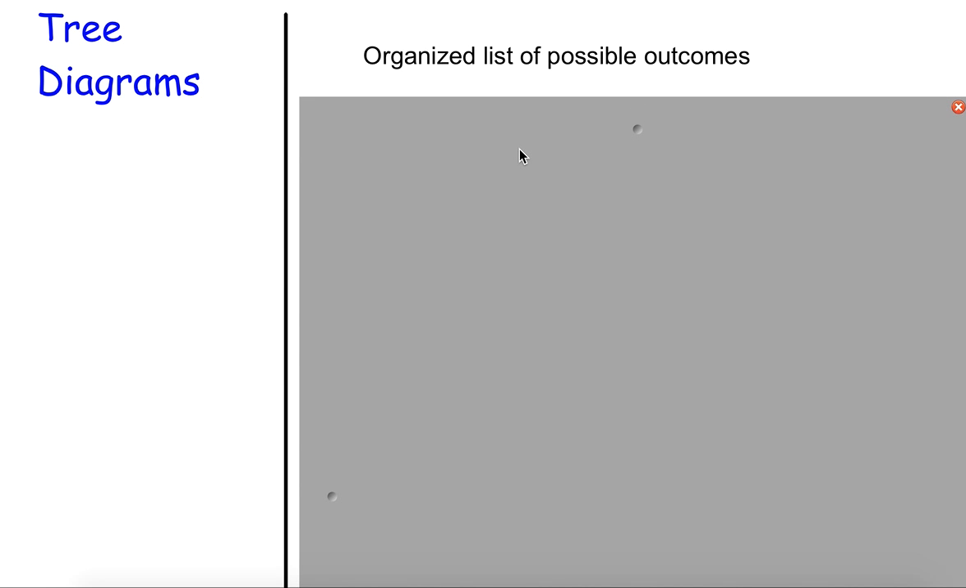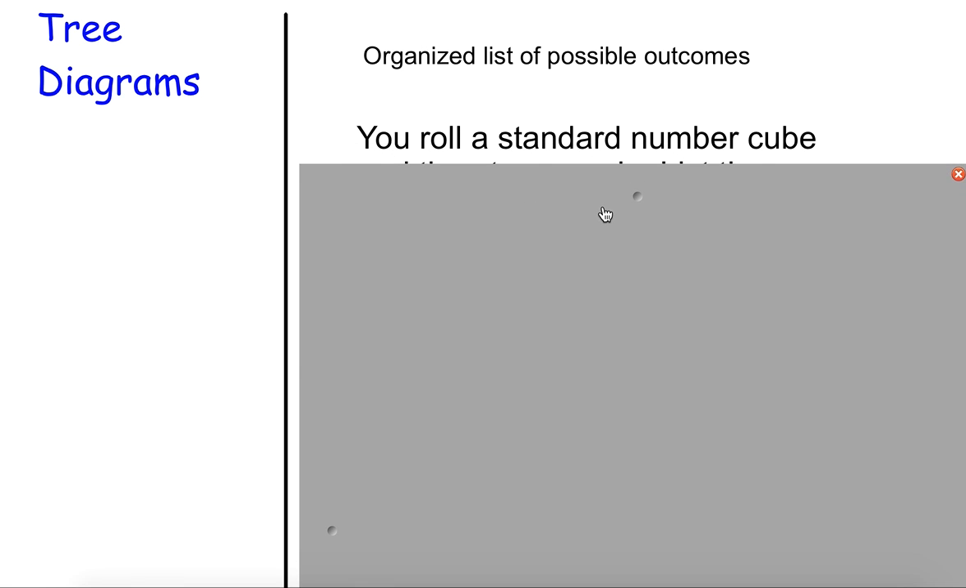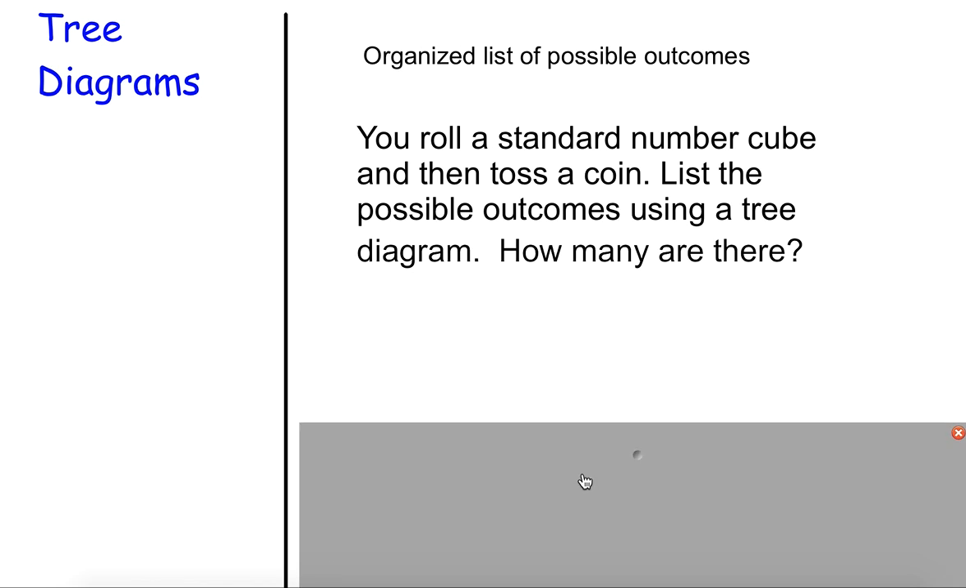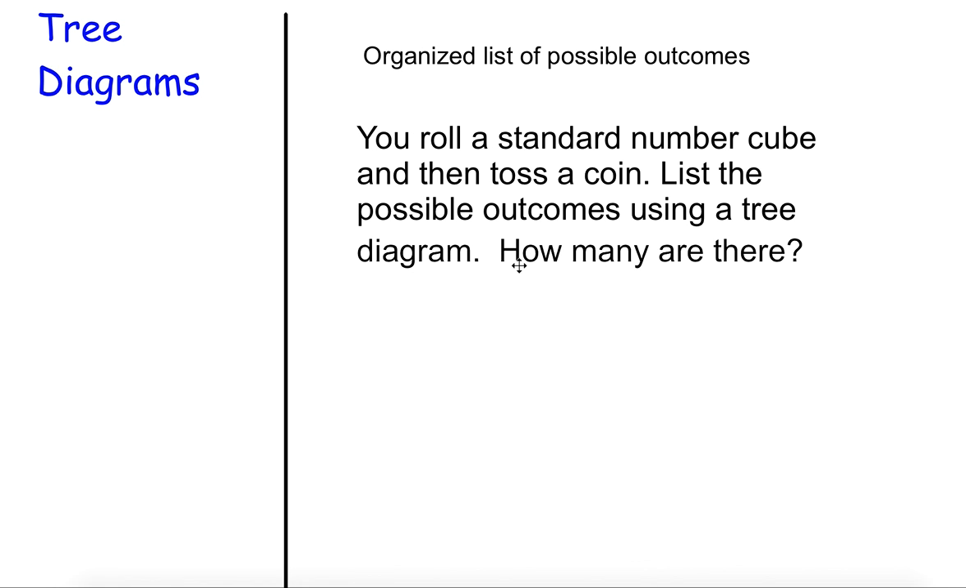Another way to create an organized list is a tree diagram. Again, it gives us an organized list of possible outcomes without having to list out each one individually. So if you roll a standard number cube and then toss a coin, list the possible outcomes.